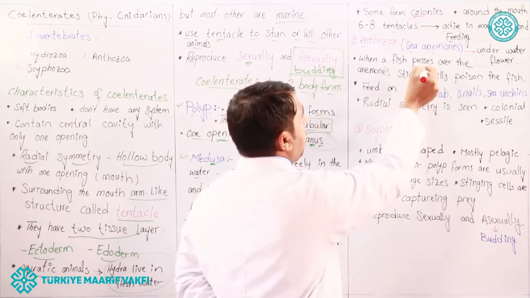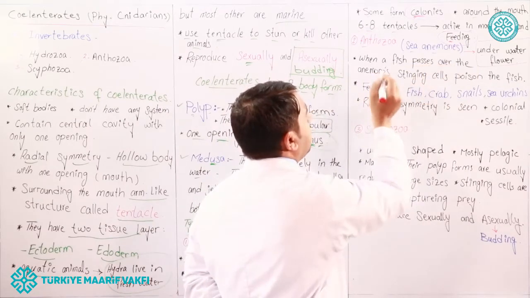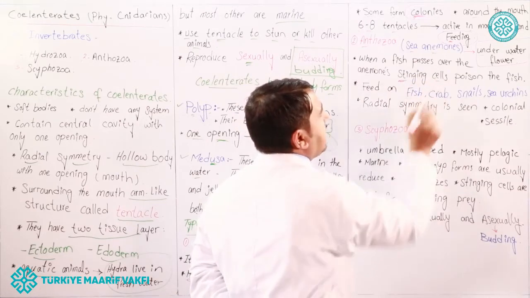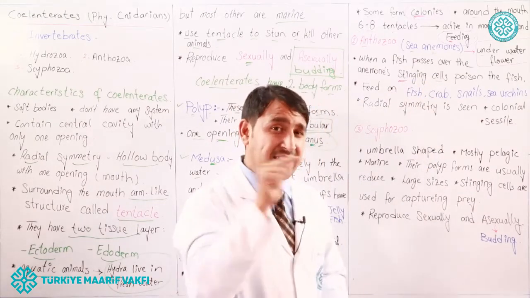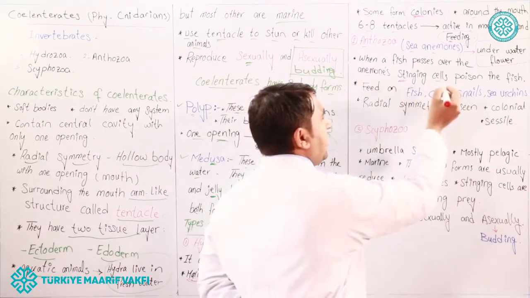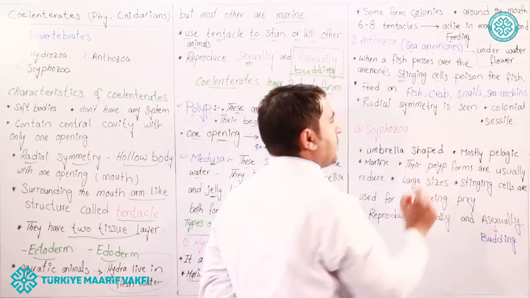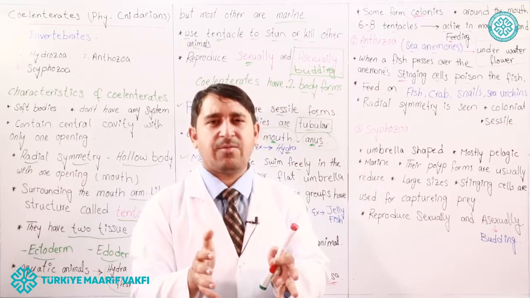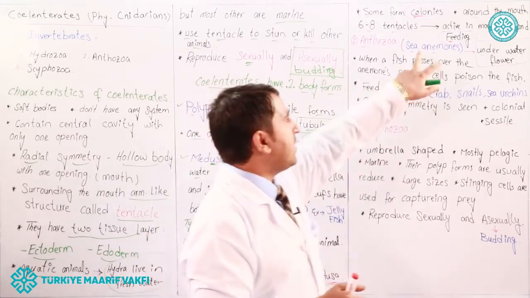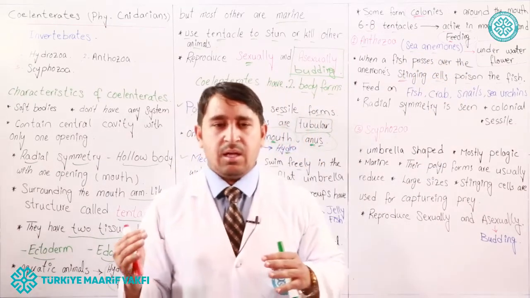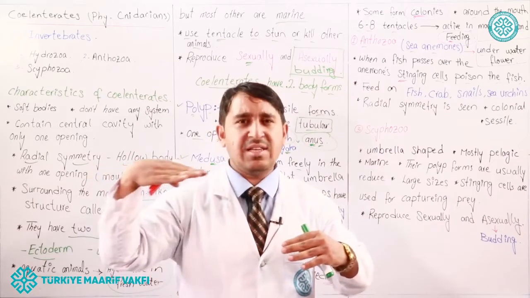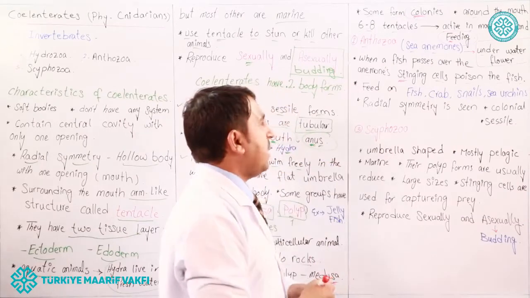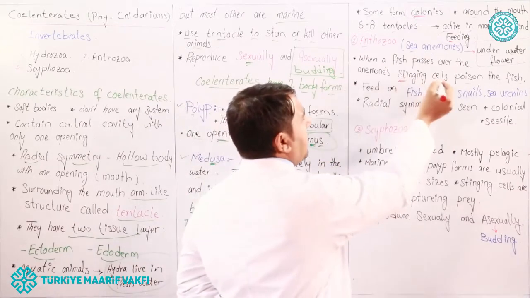When a fish passes over the anemones or Anthozoa, they have stinging cells. Which type of cell? Stinging cell. These stinging cells poison the fish. For example, there is in the bottom of the ocean, what? Sea anemone. Over the sea anemone, a fish is passing. It is going over the sea anemone. The sea anemone uses its stinging cells.